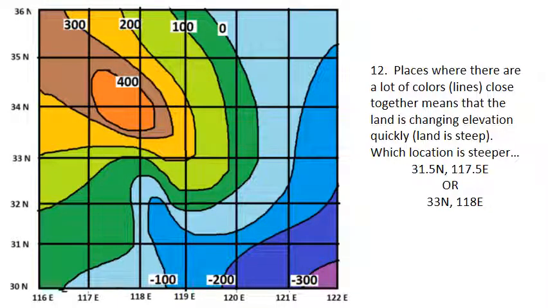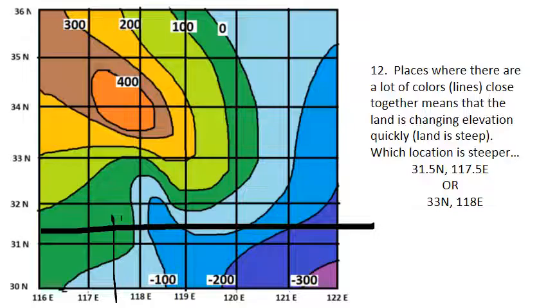Okay, so places where you get a lot of colors close together means you have a lot of different elevations, or the land is changing elevation. It's getting very, very steep. So we can look at a map and not just tell what the elevation is, but we can tell what the land is doing. Is it flat, or is the elevation going up? So let's look at 2 points here. 31.5 north, going to be along this line here, roughly, and 117.5. Look at that point right there. Or we've got 33 north and 118. So let's look at these 2 points here.